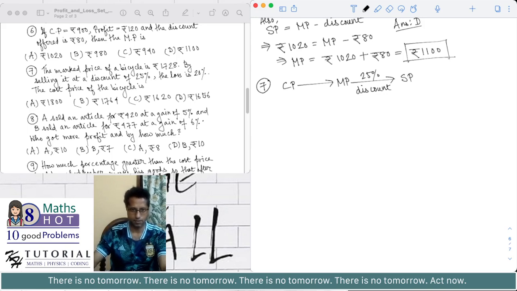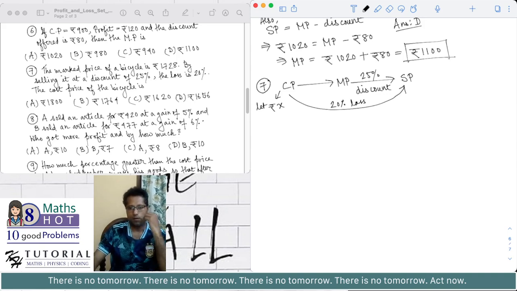And also it is given that there is a loss of 20% in this process, that is, selling the bicycle at 25% discount, there is a 20% loss. We have to find the cost price. Let's say the cost price be X.